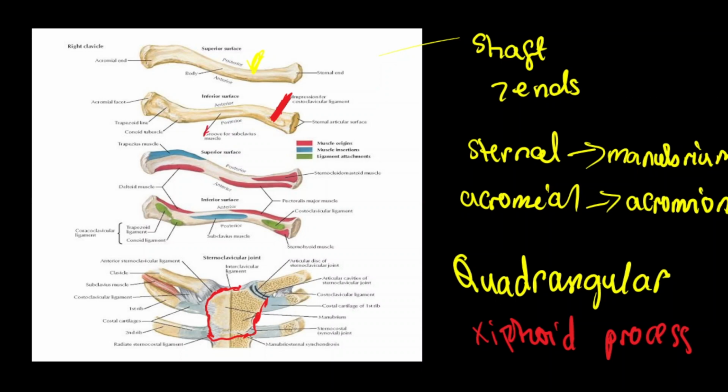Also, we have a groove here, and this groove is for the attachment of the subclavius muscle. Also have the trapezoid line, which is for the attachment of the trapezoid ligament. We can also see here that we have the acromial facet, which attaches to the acromion of the scapula, as well as the sternal facet, which attaches to the manubrium of the sternum, forming the sternoclavicular joint.